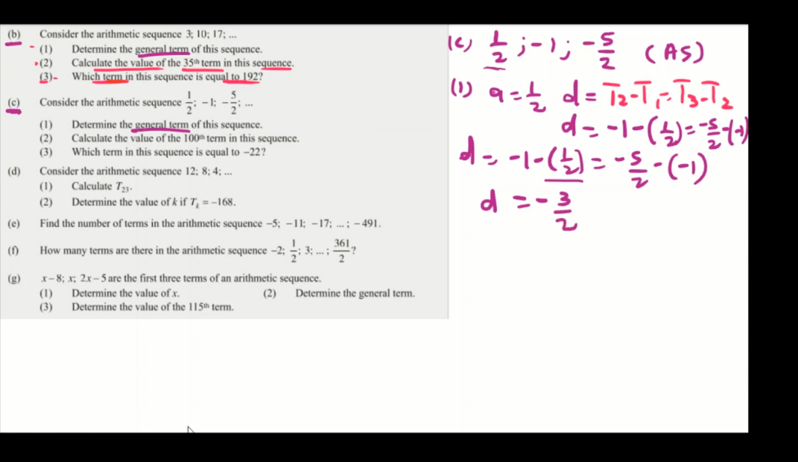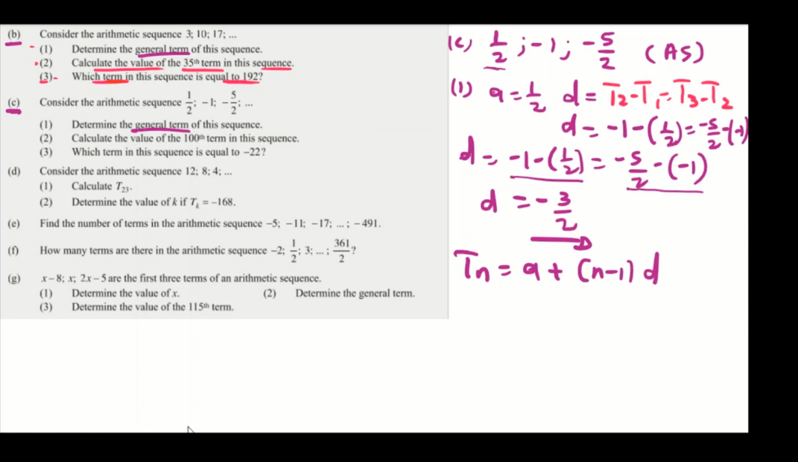So please confirm, punch this in your calculator and see what you're getting in this part here. So I'm getting minus 3 over 2, and we know the general formula of an arithmetic sequence is t subscript n is equal to a plus (n minus 1) multiplied by d, right?